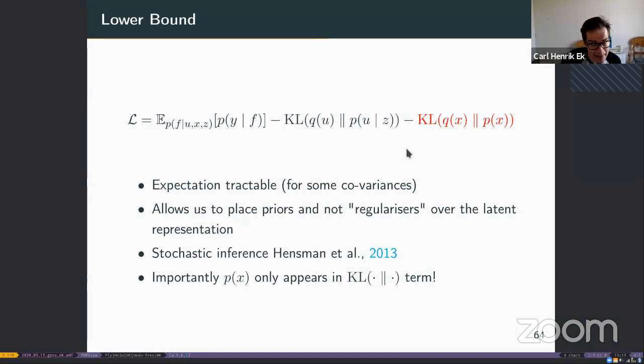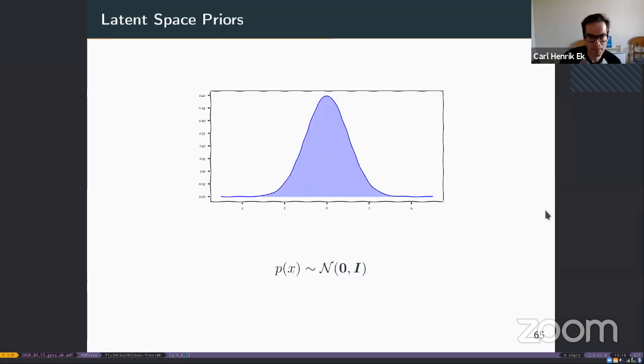Now, the interesting thing is we motivated this by saying that we need to place structure over X. Now, P of X only appears in this KL term, which means that it's probably quite easy to actually add lots of cool things over X, lots of different structures that you potentially want to have, because it only appears in this KL term. There's an additional thing which might be interesting for you if you're interested in running GPs on lots of data. This parameterization also allows for stochastic inference, so you can batch process this thing as well.